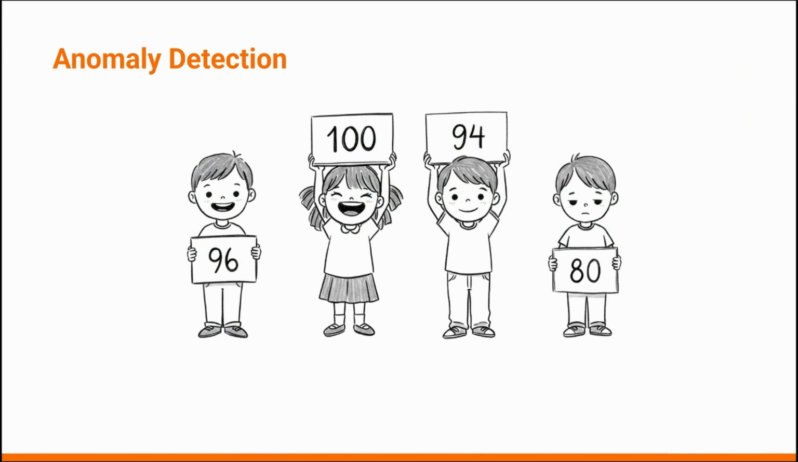Maybe they struggled with some of the concepts in the test, or maybe they somehow skipped an entire page. Whatever the reason, the score of 80 is definitely the odd one here, and that is what we call an anomaly.